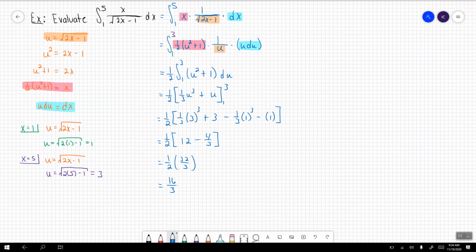So when we're making this substitution and when we're looking at the differential, there might be an instance where we then have to manipulate that substitution in order for us to be able to fully evaluate this integral.